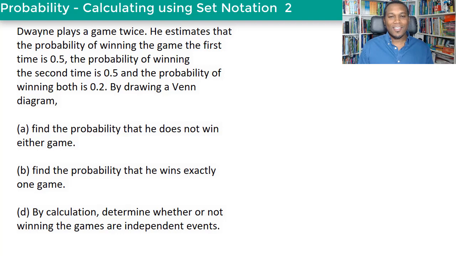Title: set notation and Venn diagrams, calculating with set notation too. Off you go on this problem. Try to solve it. Use the power of the pause, and I will start doing it in a moment. So, see you on the other side of your solving success.